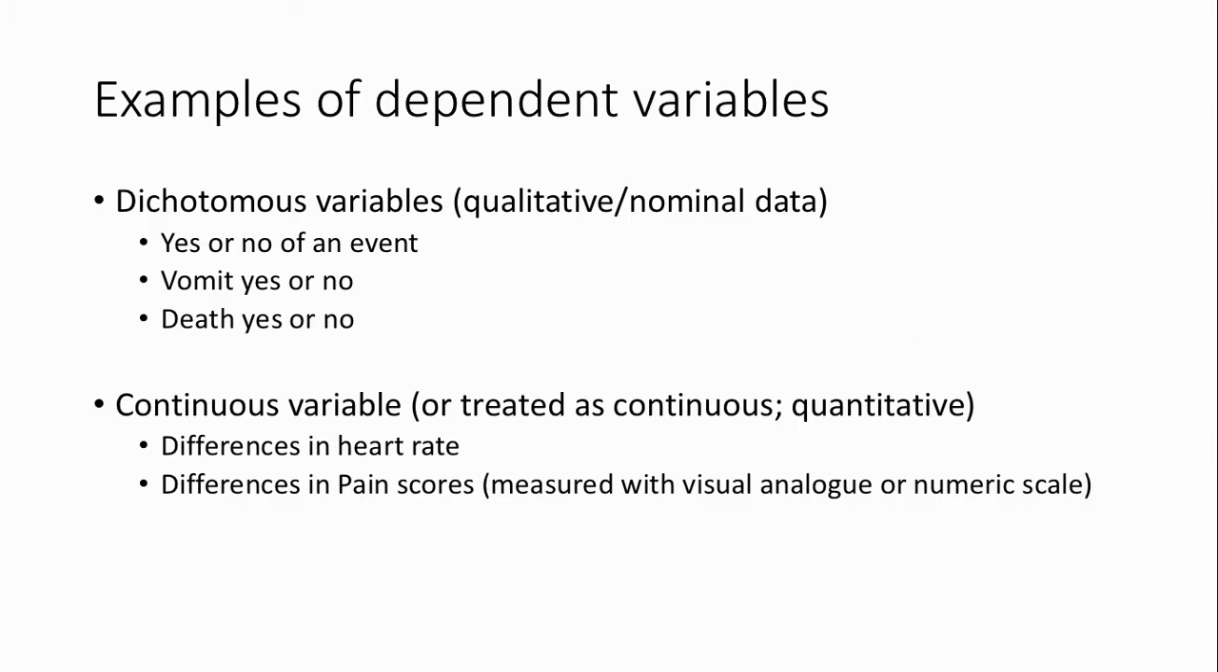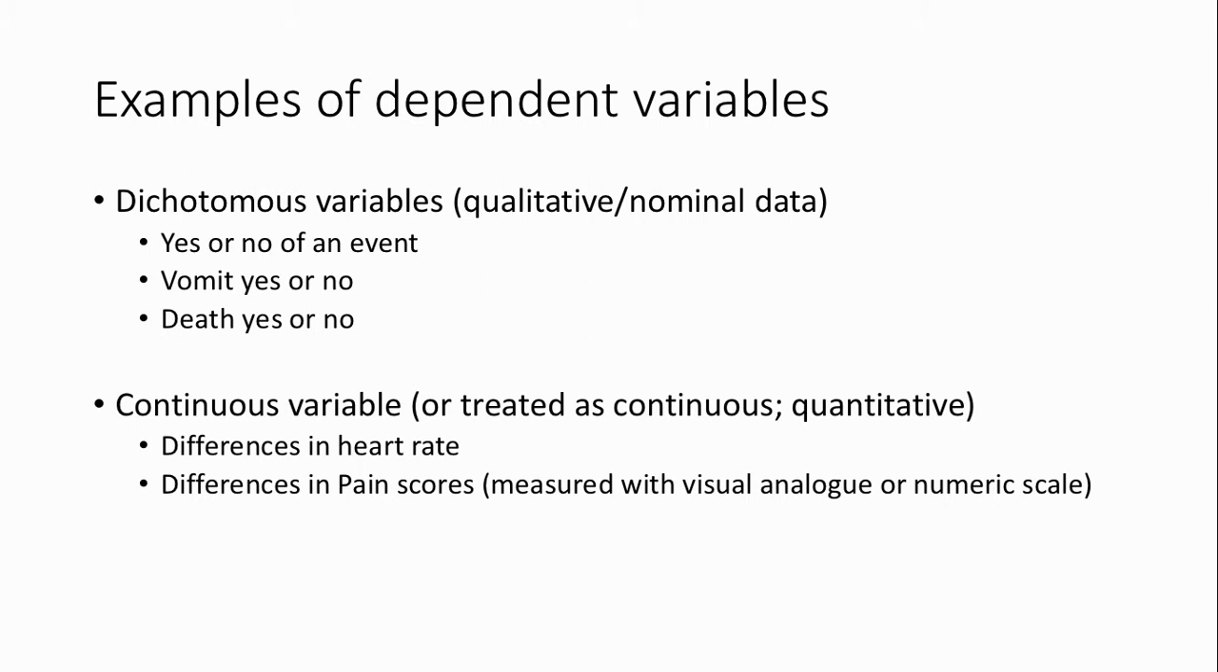So an example of a dependent variable, for example, you could have dichotomous, meaning yes, no, or binary variables. Like yes, no of an event. Did they vomit? Did they have death? That's an example of a dependent variable that you may read in studies. A continuous variable, which is quantitative, maybe differences in heart rate.